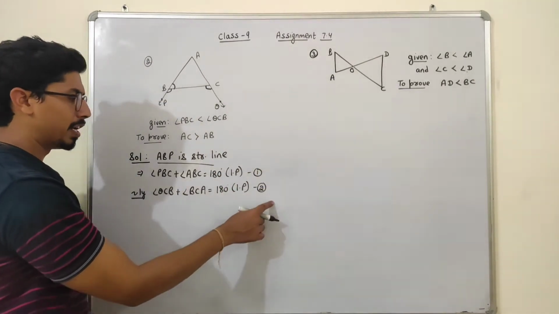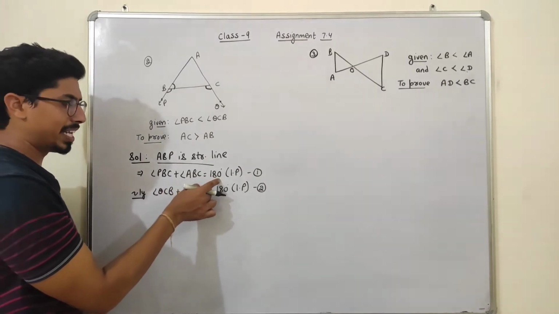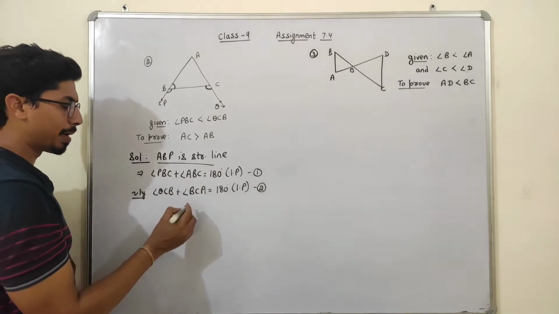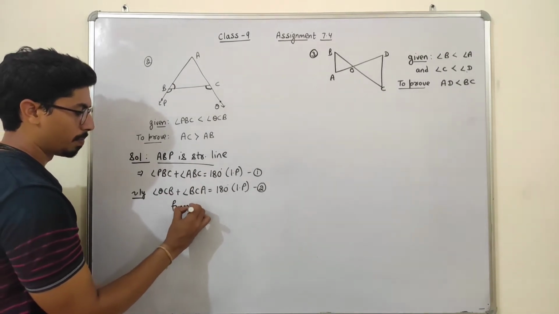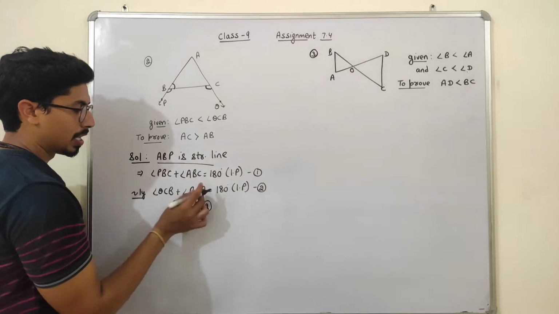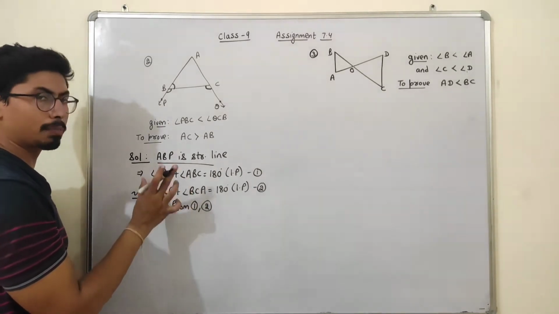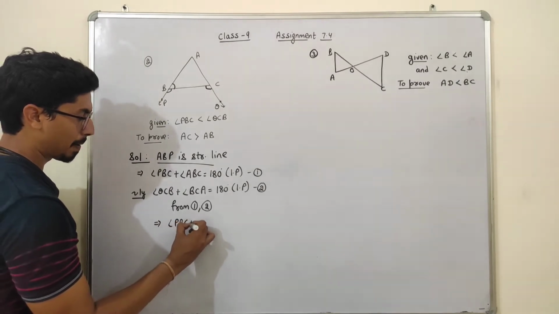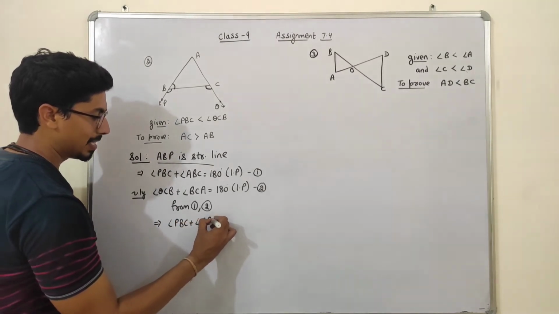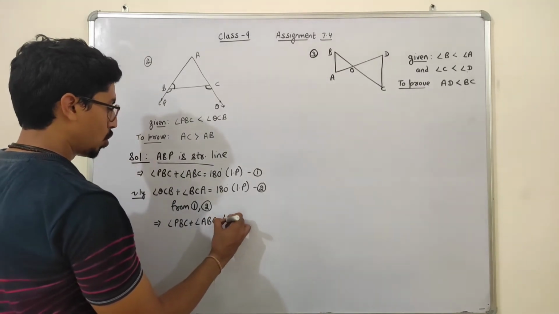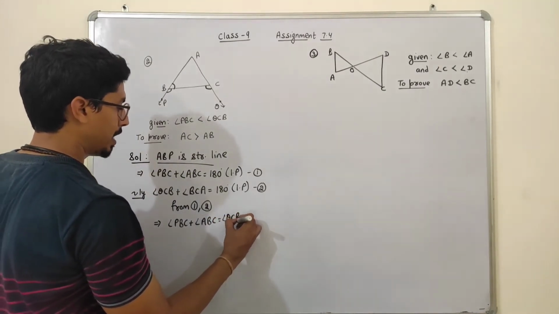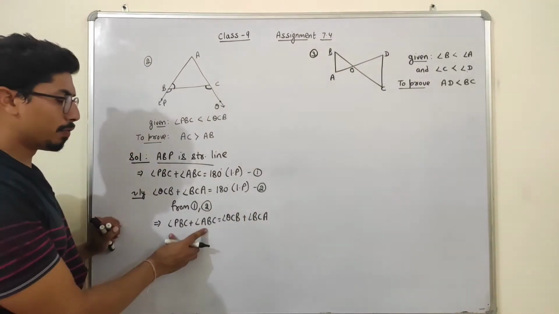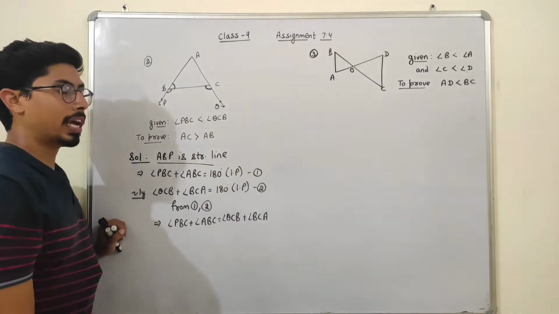Now students, from equation 1 and 2, the sum of these two is 180, the sum of these two is 180. Both of these are 180 degrees. So I can say that from equation 1 and 2, the sum of these two will be equal to the sum of these two. This implies angle PBC plus angle ABC is equal to angle QCB plus angle BCA.